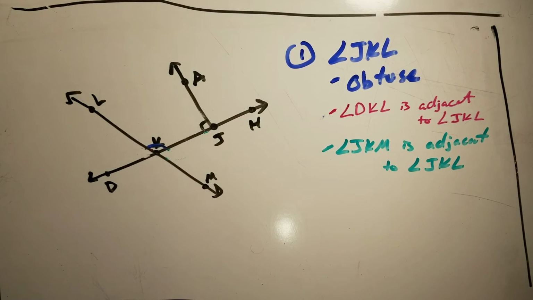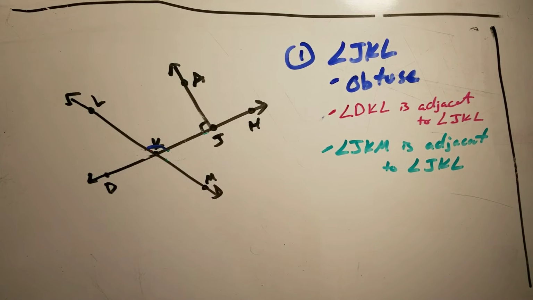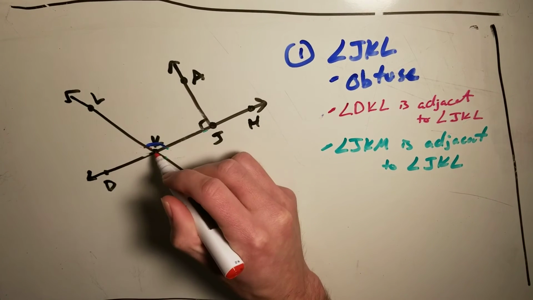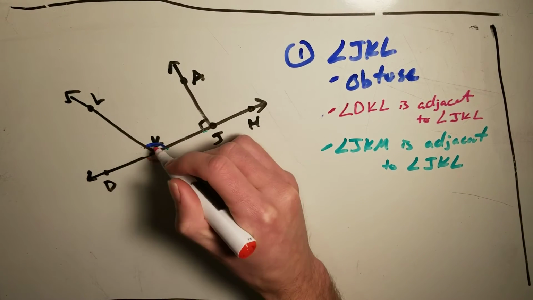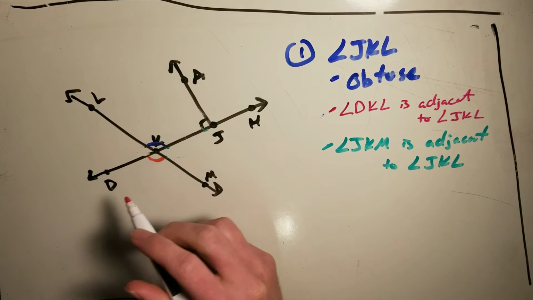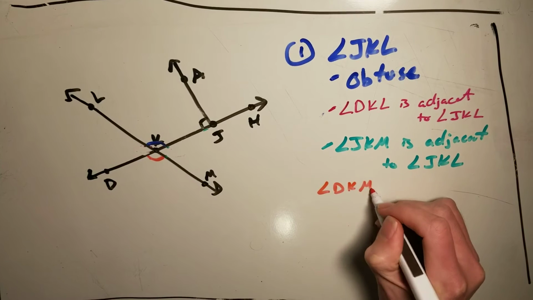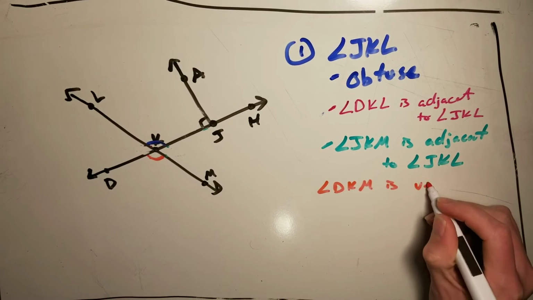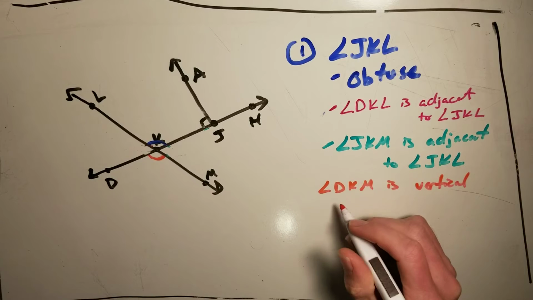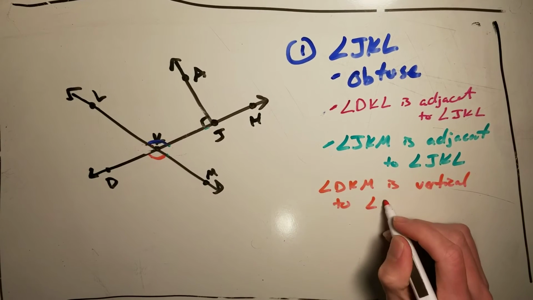So there's 2 adjacent angles, and now we just need to name a vertical angle. So JKL, to be vertical, we just need to be opposite and share a vertex. So right down here, we're opposite, we share a vertex. That would be angle DKM is vertical to angle JKL.